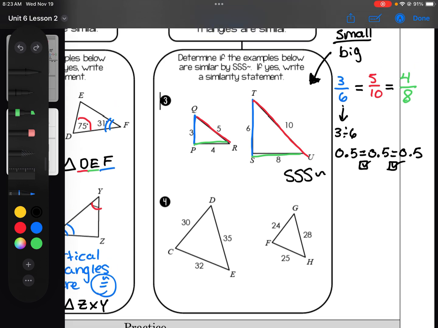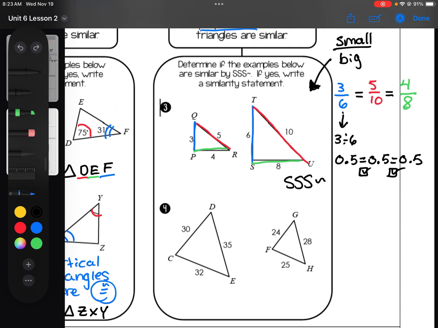So this one I'm going to set up and see. When the triangles are a little bit hard to see what matches with what side or what corresponds, I always start with my largest side. So my largest side in triangle CDE is 35. The largest side in triangle FGH is 28. So I'm going to compare those two sides, 35 over 28.